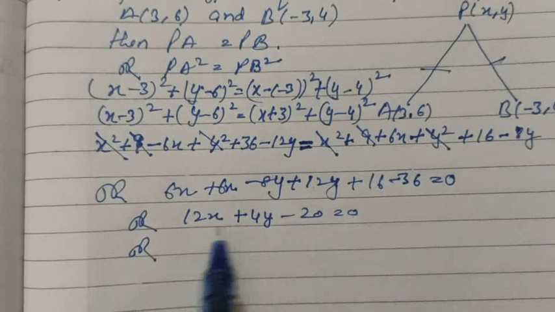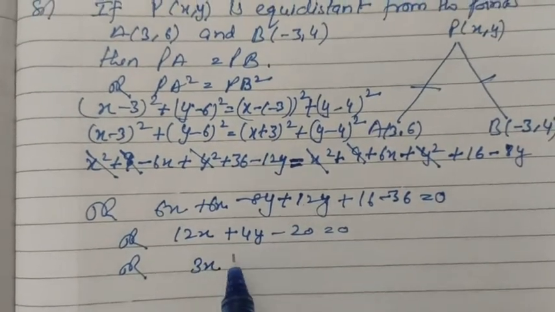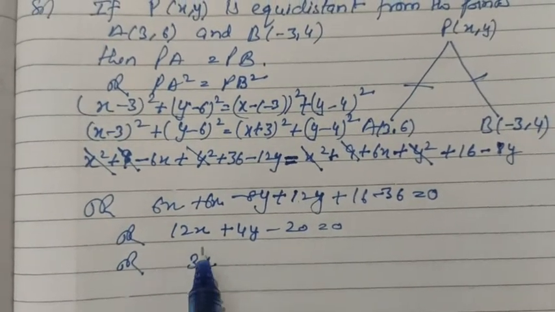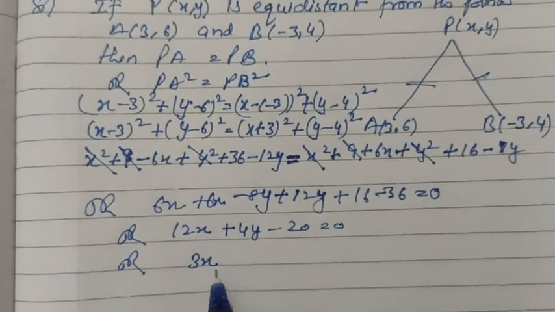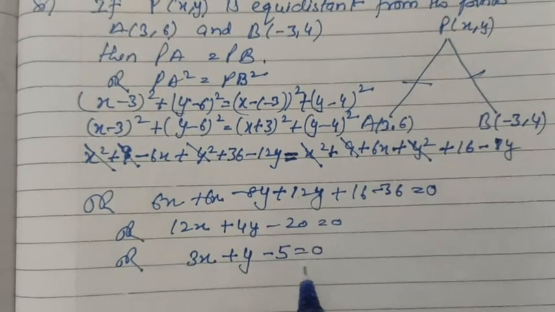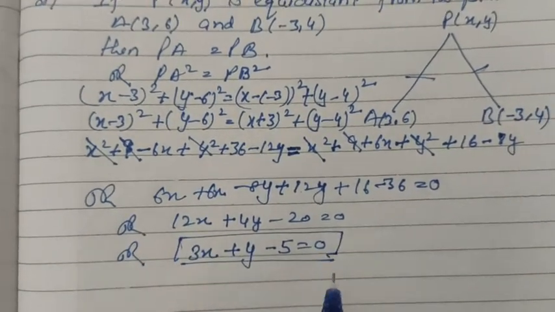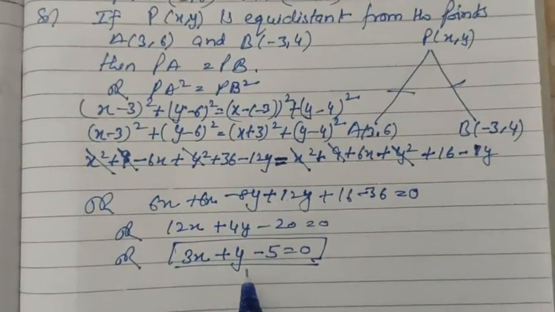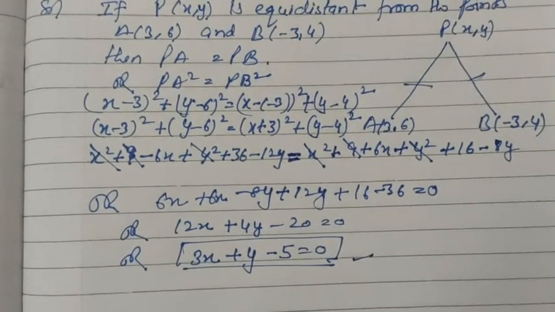Further, we can take 4 as common from this relation, or divide the equation by 4. So the remaining equation will be 3x plus y minus 5 equals to 0. This is the required equation, the required relation between x and y. So this is all about exercise 7.1.